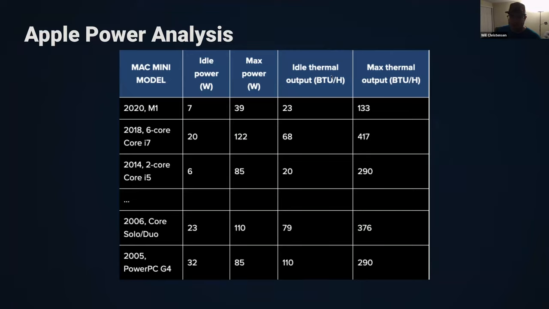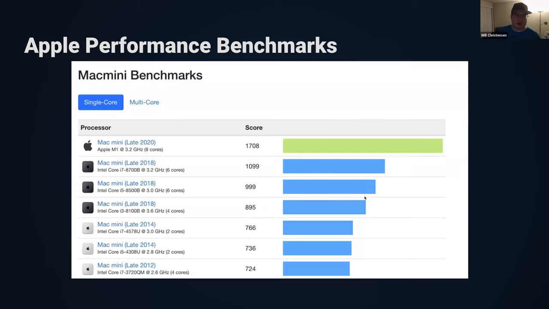Thermal output, 23 BTUs per hour. I mean, versus 133, look at their Core i7. There's just a substantial difference there. And I'm sure if anyone else has used enough laptops, you know how you feel like it's baking in your lap. I don't hear too many people complaining about the Apple Silicon laptops in their labs right now.